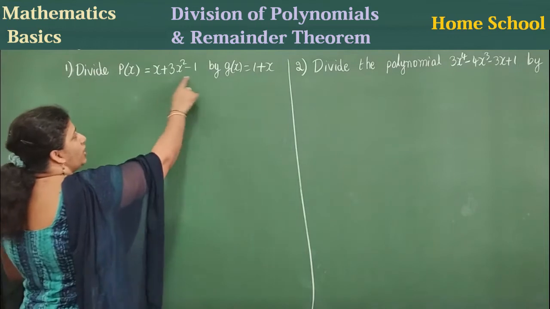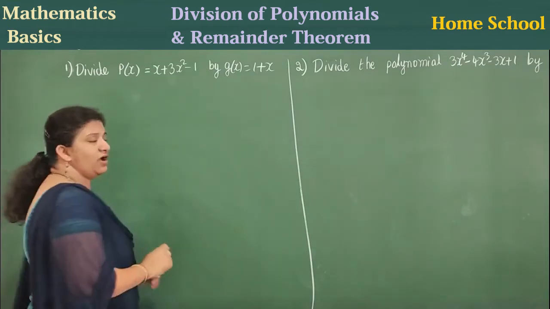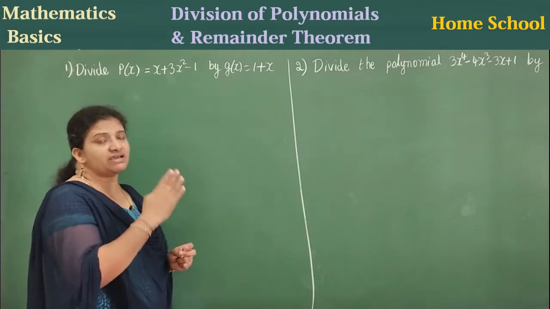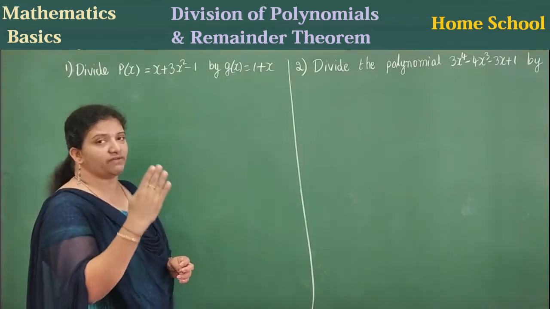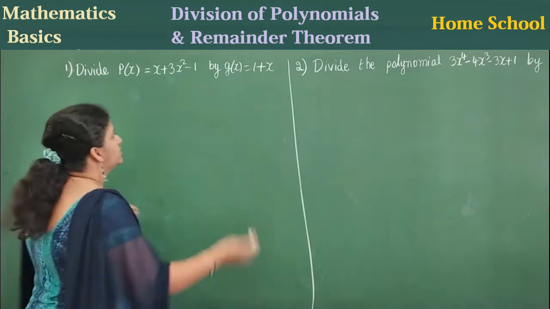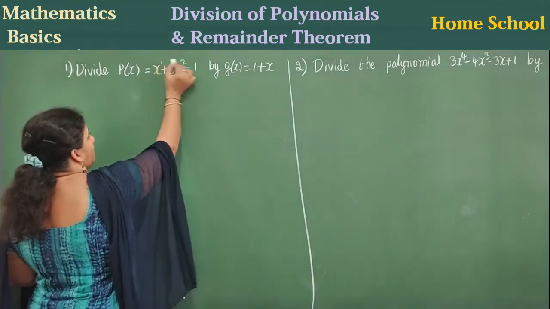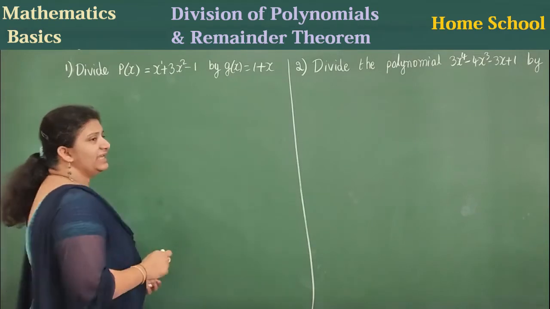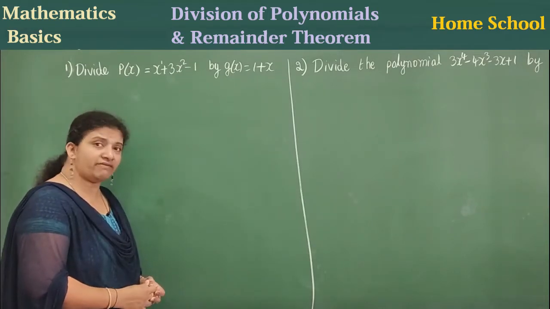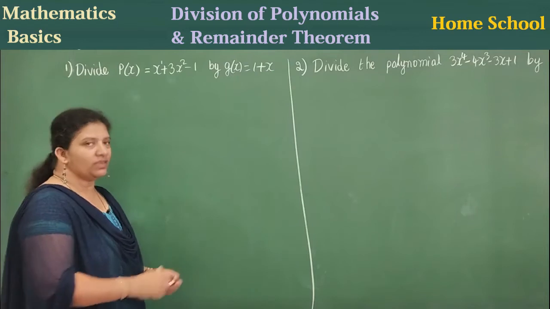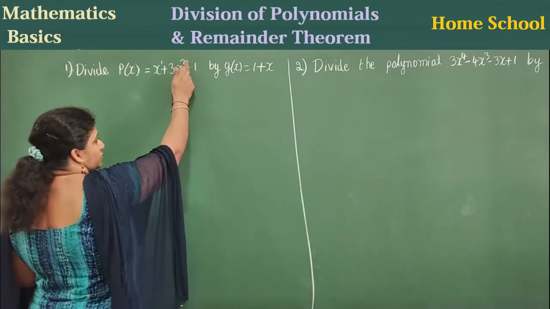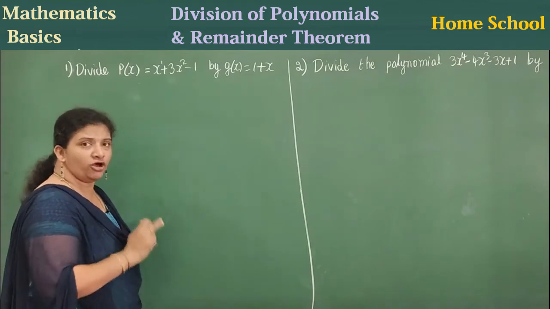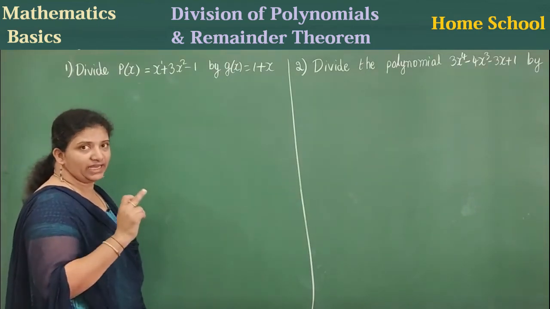First, observe the polynomial, whether it is in order or not. What do you mean by order here, children? From highest power to the lowest power, your equation should be. So here, x power 1, x power 2, like this. So in this, what is the degree? Degree means highest power is called the degree. So highest power is 2, that is degree is 2. This polynomial is having a degree 2.